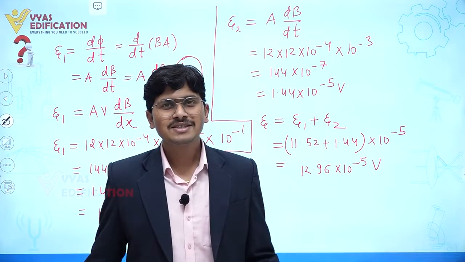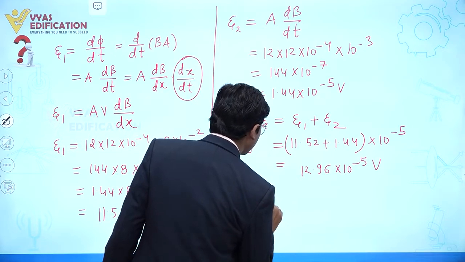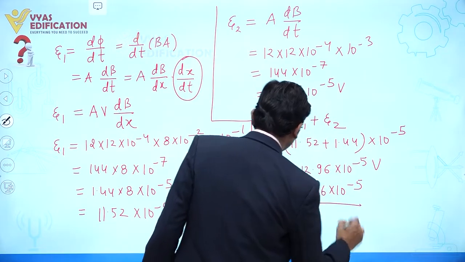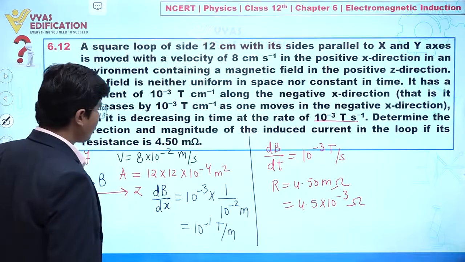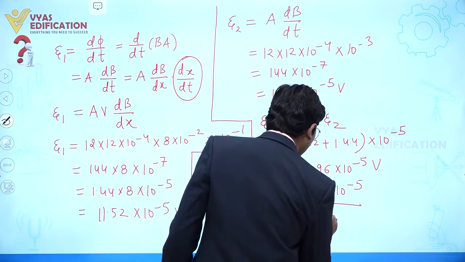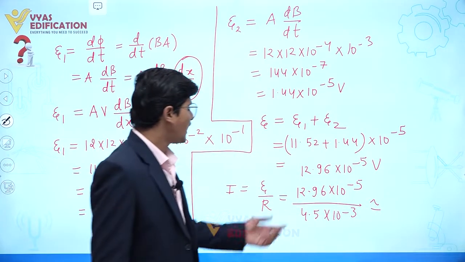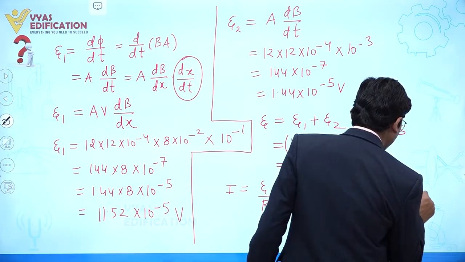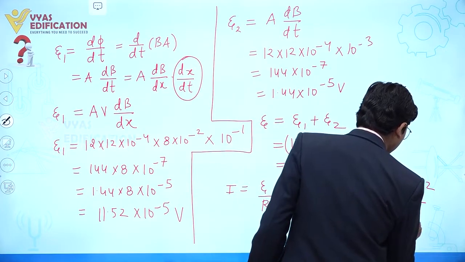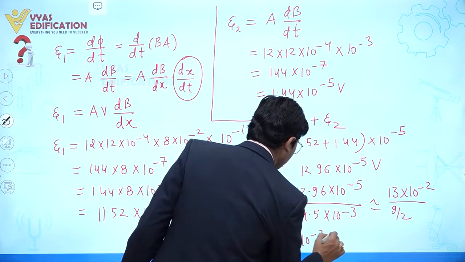Now our objective in this question is to find induced current. The induced current is E by R. E is given, 12.96 into 10 to the power minus 5, divided by the resistance. Value of resistance is given, 4.5 into 10 to the power minus 3. Let's suppose we find an approximate result: this is 13 into 10 to the power minus 2 divided by 9 by 2. So from here we get 26 by 9 into 10 to the power minus 2 ampere.